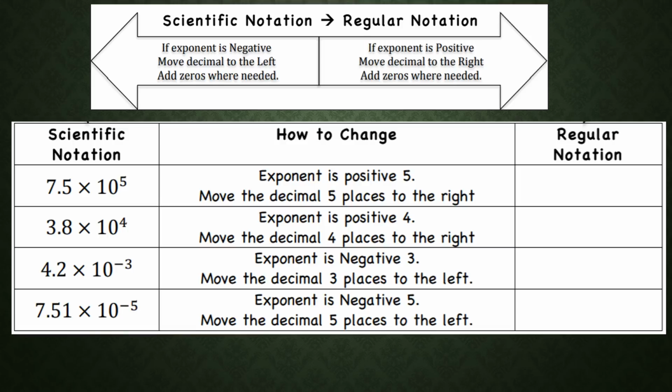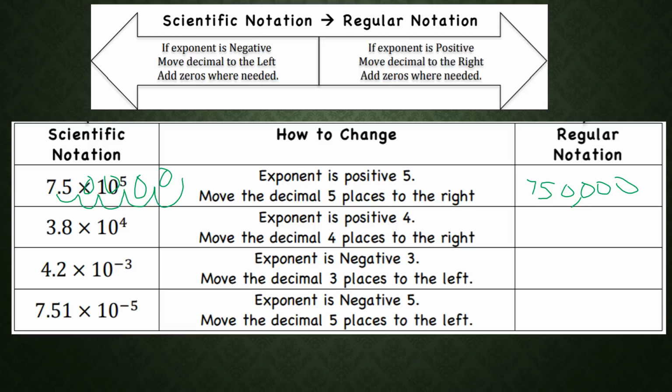So for example, we've got 7.5 times 10 to the 5th. So seeing as that 5 is positive, we're going to move that decimal point 5 places to the right. 1, 2, 3, 4, 5. And then we're going to add in zeros to hold those place values. So when we write this as regular notation, it'd be 750,000.